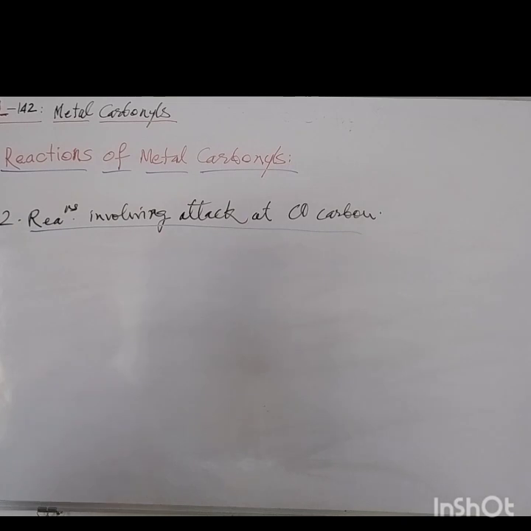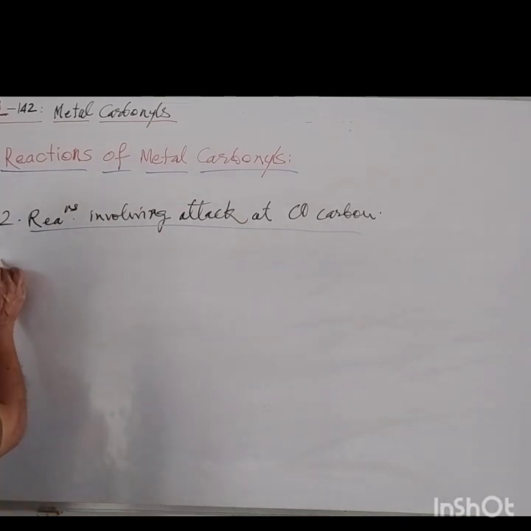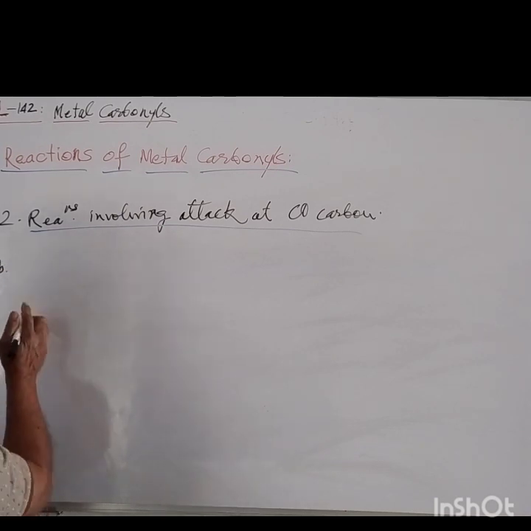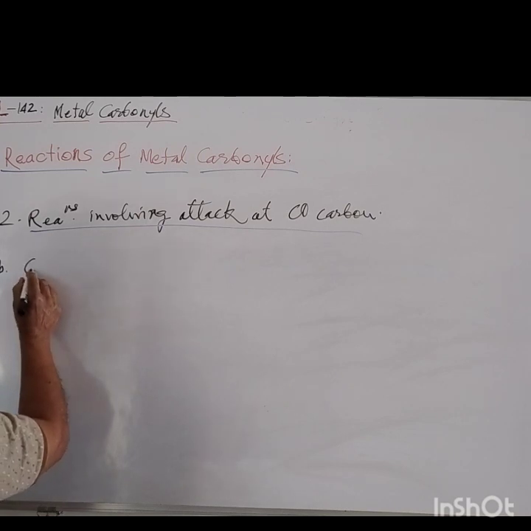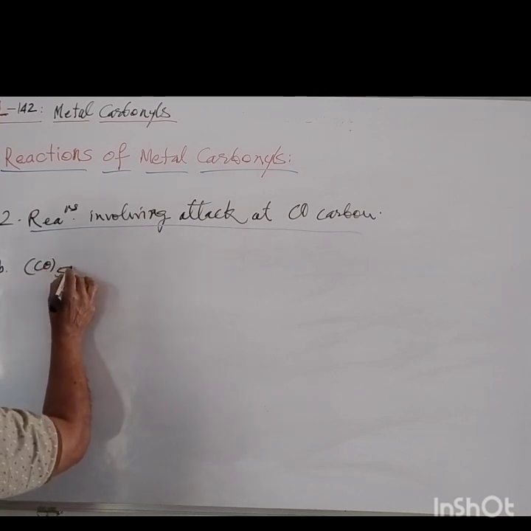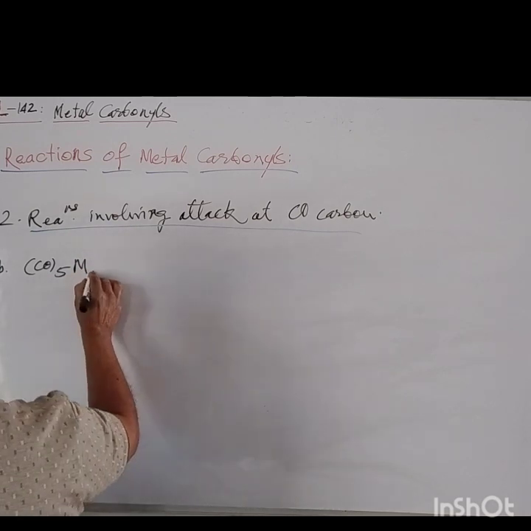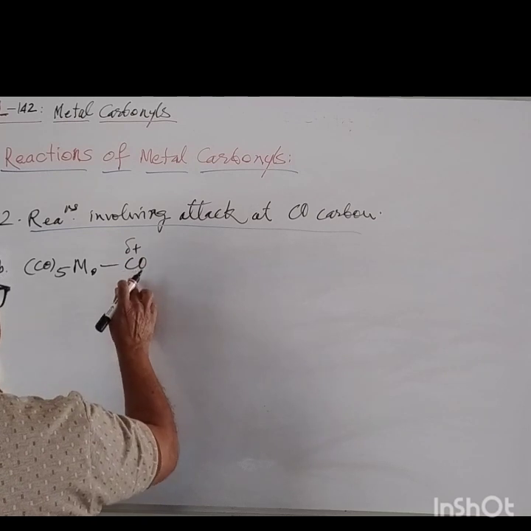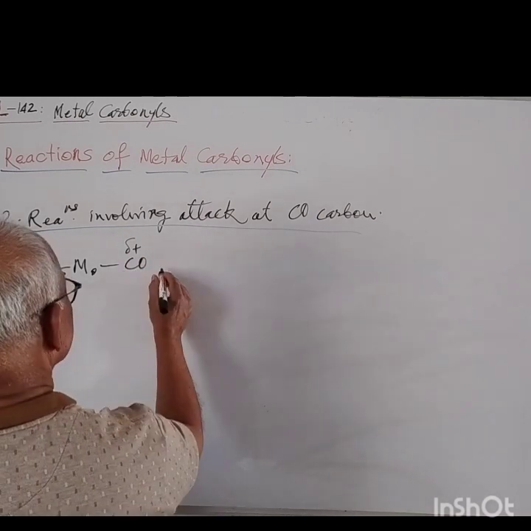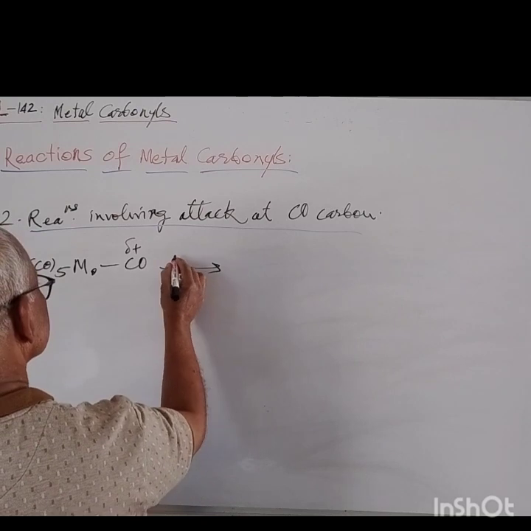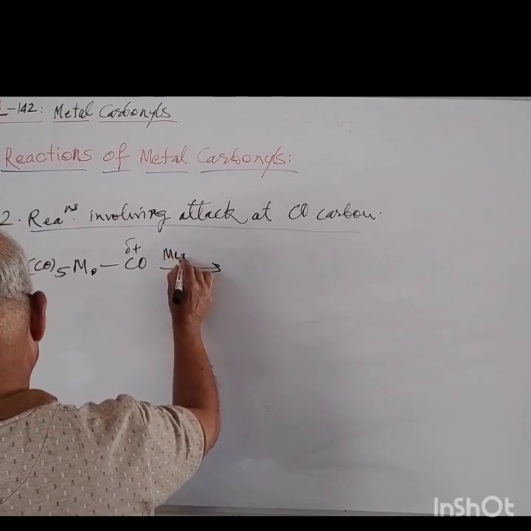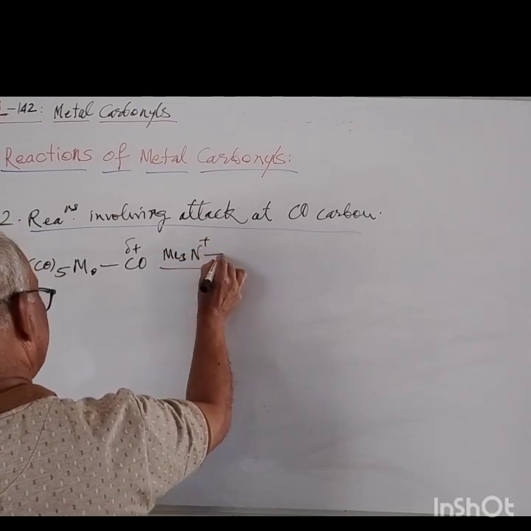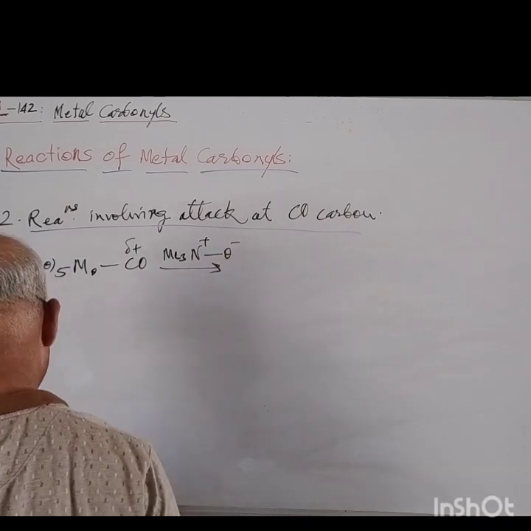That is, we will see the B type reaction. Here we will take this example: Cp(CO)5Mo–CO, where the carbon is delta plus, and this reacts with NMe3 and O minus.